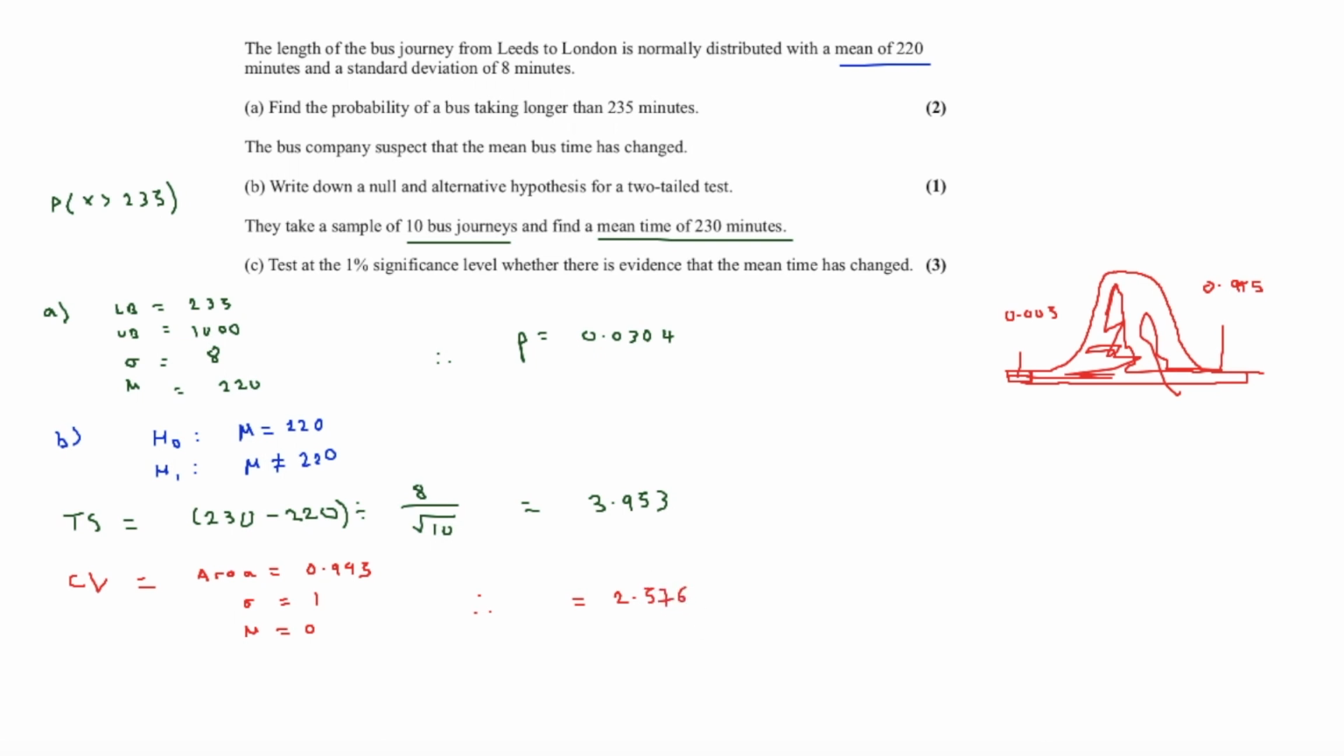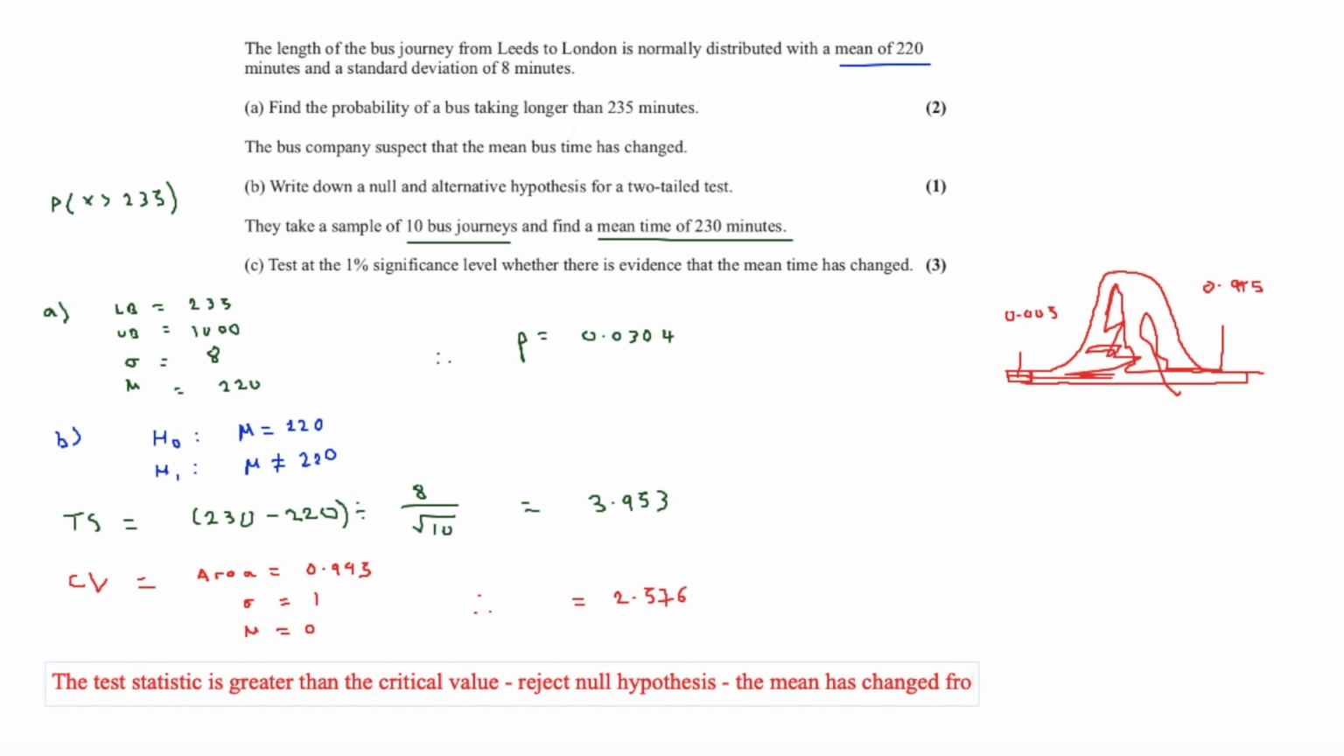So therefore, what we're having to conclude at the end is similar to the first thing. We're going to be saying the test statistic is greater than the critical value. So that means that we're going to reject the null hypothesis, and we're going to say the mean has changed from 220. We don't know if it's gone up or down, it's just changed, and that's why we've got that two-tailed test there.